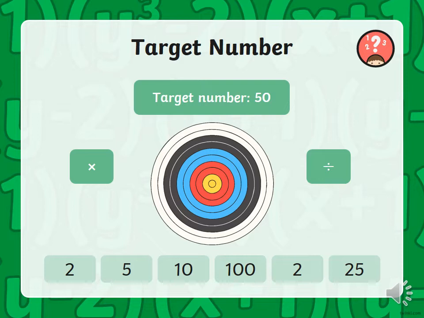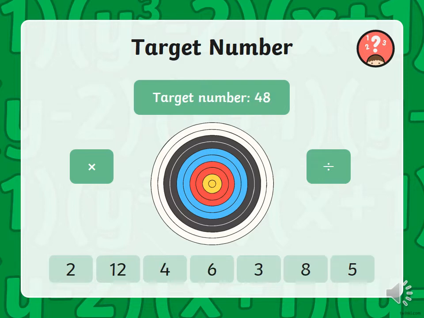What else could we do? We could also do 100 divided by 2, which gives us 50. Excellent. And we could also do 25 times 2, which gives us 50. Excellent. Now let's move on to the next target number.